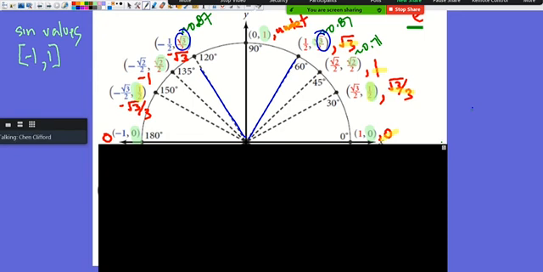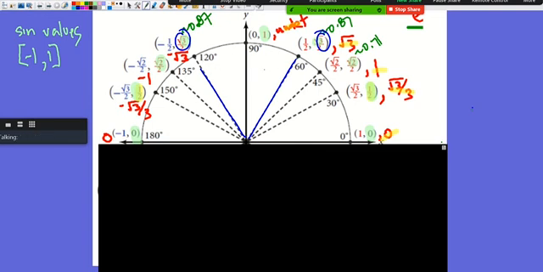All right. So the moral of the story is, for every sine value in the first quadrant, there's also an equal sine value in the second quadrant that's horizontally reflected. So 60 degrees, if you horizontally reflect it, you get 120, and they both share the same sine values.